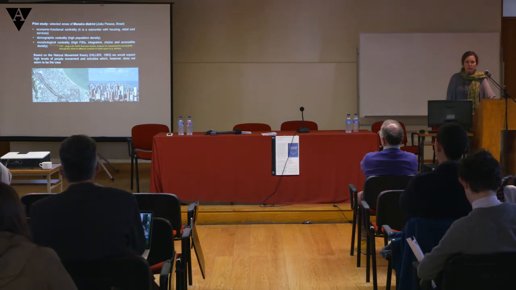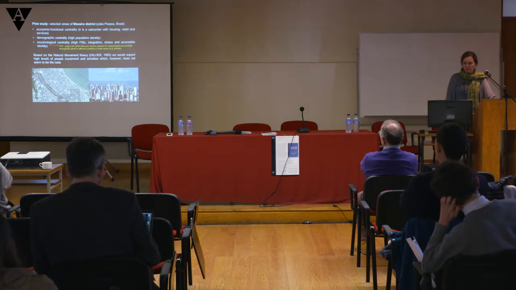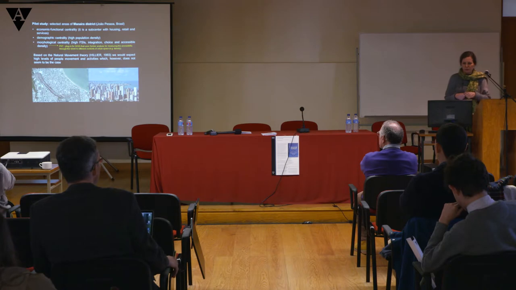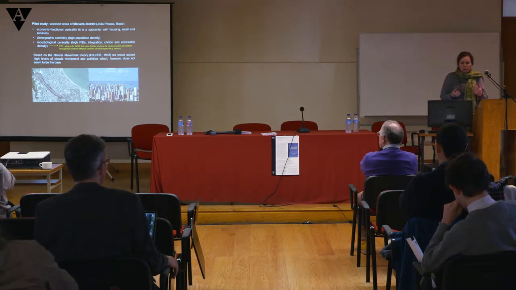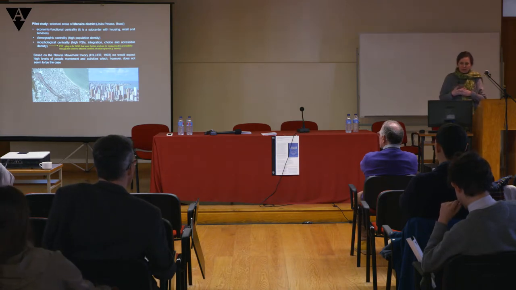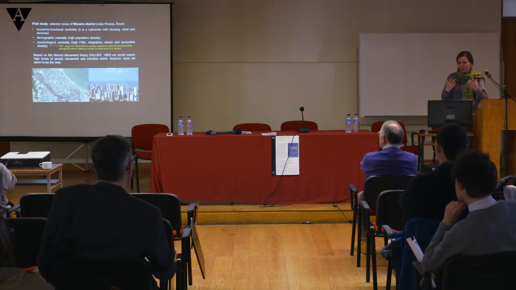This accessible density is measured with the Place Syntax Tool. It's a plugin for QGIS that uses syntax analysis for measuring the accessibility through the street to different contents of urban space. For example, density, the one I use. So based on the natural movement theory, again, we would expect high levels of people movement in this area. However, in the preliminary observation, it does not seem to be the case.